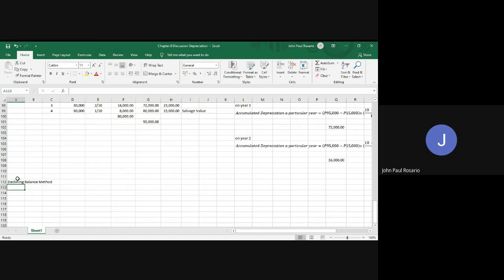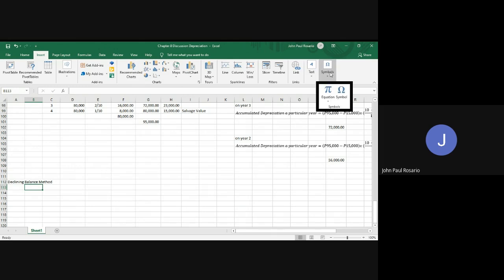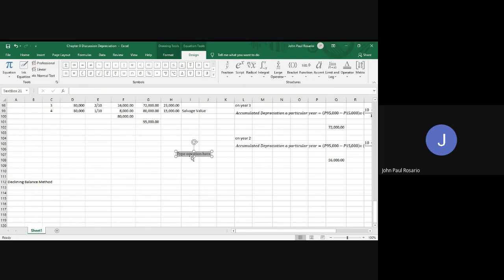For the declining balance method, the rate that is used is a multiple of the straight line rate. Okay, so what is the straight line rate? Let's insert a symbol, an equation. Okay. So how do you get the straight line rate?